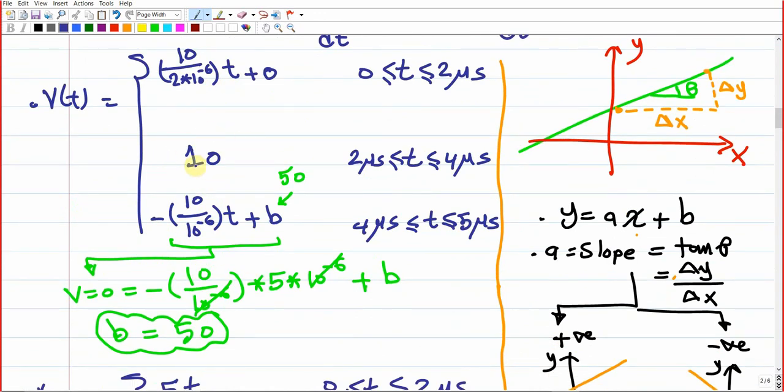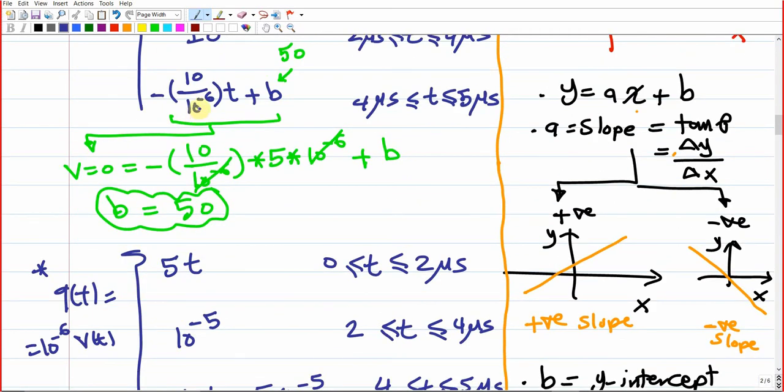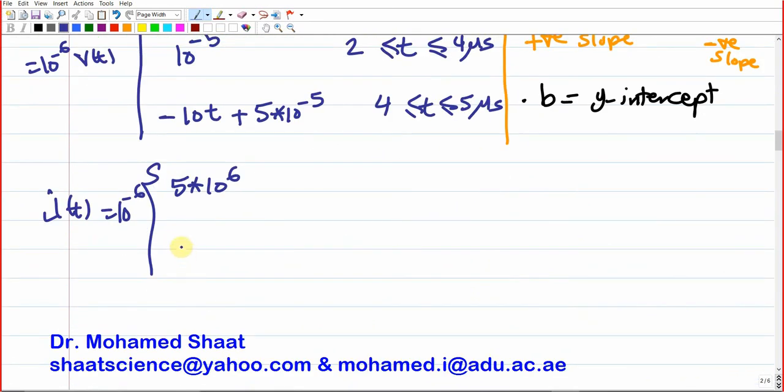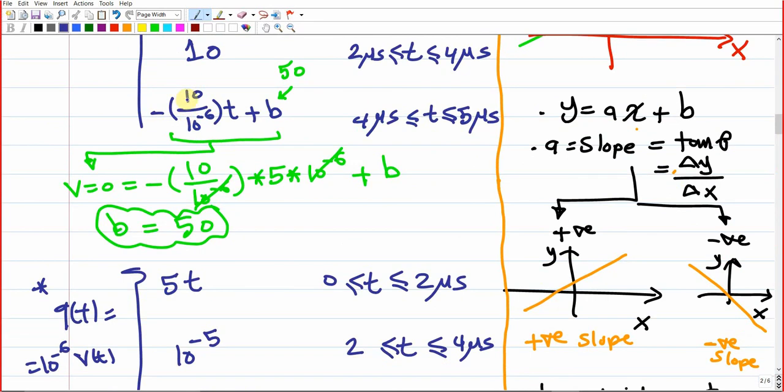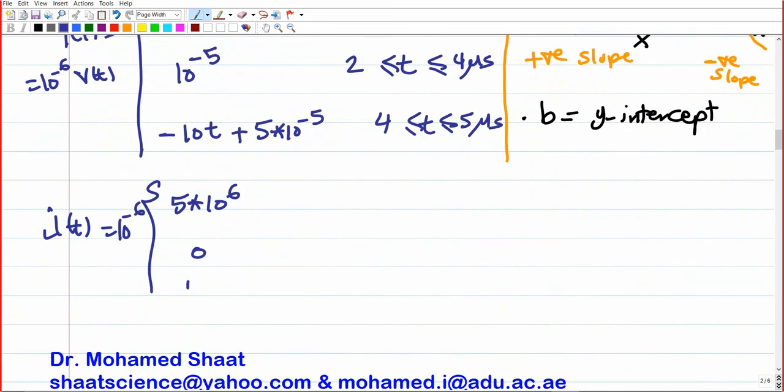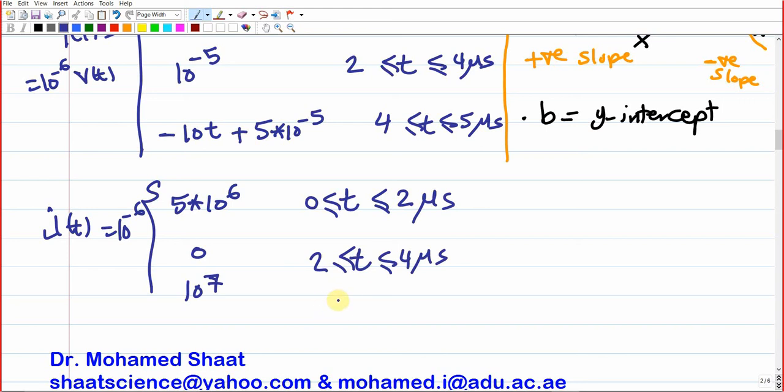The derivative of this term will be 0. This second one will be 0. This one will be negative 10 to the power 5. Make sense? This is for the first period, when t is between 0 and 2 microseconds. Remember, in whole it says microsecond. Here, when t is between 2 and 4 microseconds. And in this case, when the time t is between 4 and 5 microseconds. Make sense? Then you're going to multiply it times 10 negative 6.